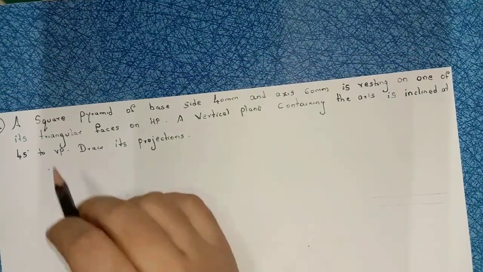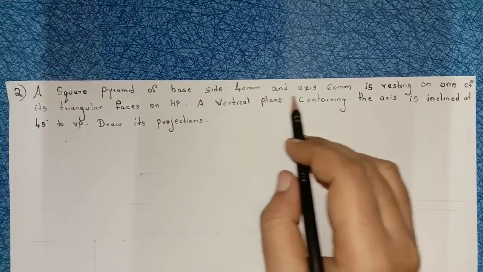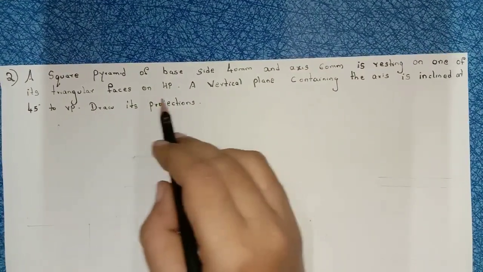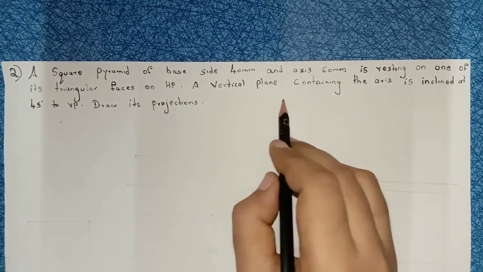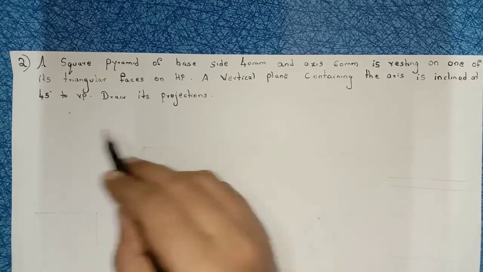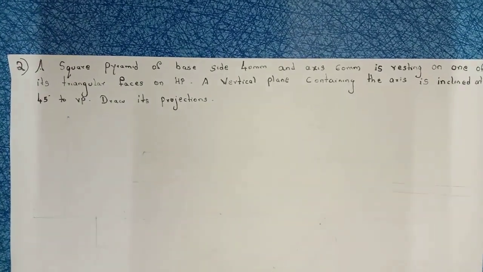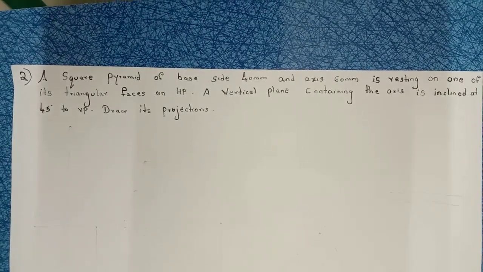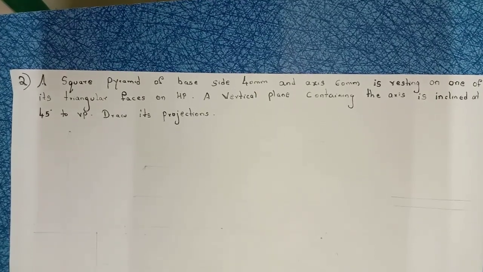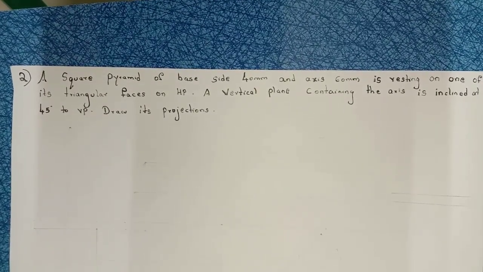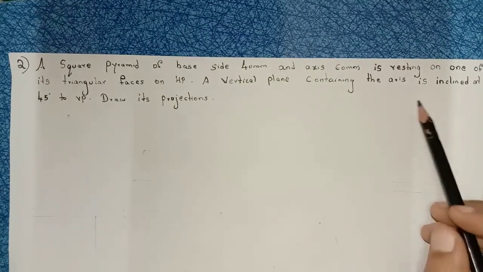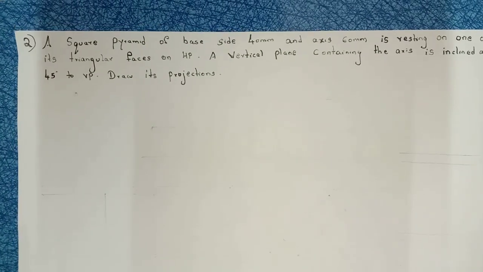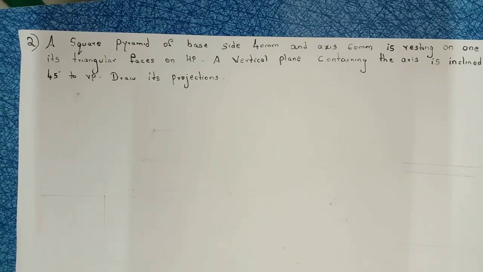The next question is a square pyramid of base side 40 mm and axis 60 mm is resting on one of its triangular faces on HP. A vertical plane containing the axis is inclined at 45 degrees to VP. Draw its projections. See, in this question, they didn't mention where we have to construct the square, in vertical plane or in horizontal plane. But they mentioned one condition that one of its triangular faces is on HP. Right? So let us see how to construct this problem.